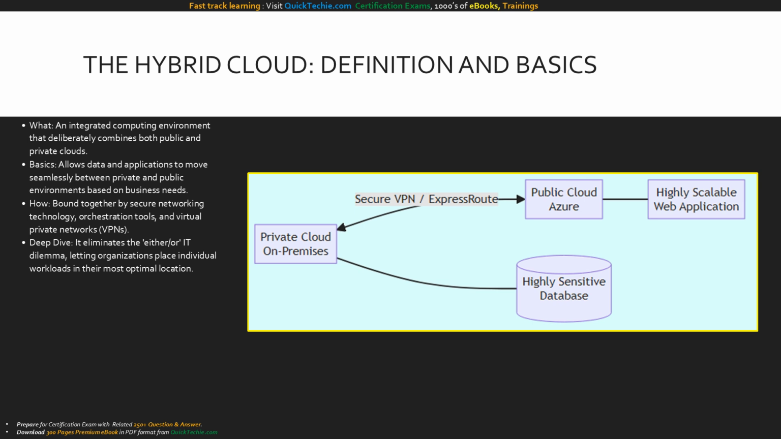Here we see a classic hybrid cloud architecture. On the left, we have the private cloud, which securely houses a highly sensitive database. On the right, we have the public cloud, hosting a highly scalable web application. The most critical component is the two-way arrow in the middle, a secure VPN or ExpressRoute connection that binds them together. This allows the scalable web app in the public cloud to securely query the sensitive database in the private cloud, achieving perfect synergy between scale and security.